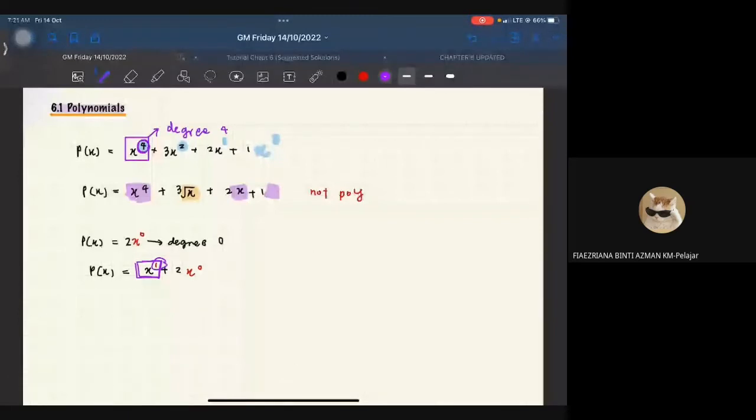Alright, so that's it I think for 6.1. Apa lagi yang awak belajar dalam 6.1? Is there anything else you learn in 6.1 apart from this one?